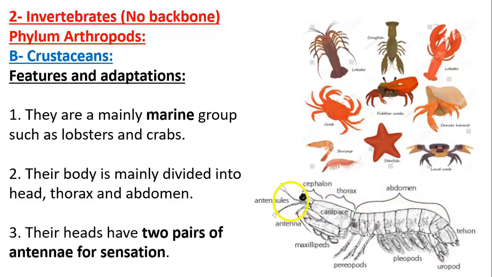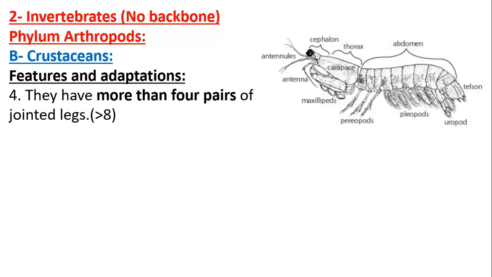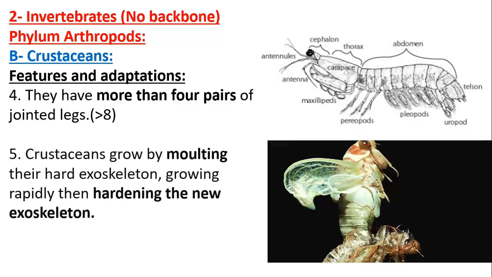And they have 2 pairs of antennae, which means how many antennae? 4 antennae. Why do they need antennae? Again, for sensation, for the same reason. They have more than 4 pairs of legs, which means that they have more than 8 legs.